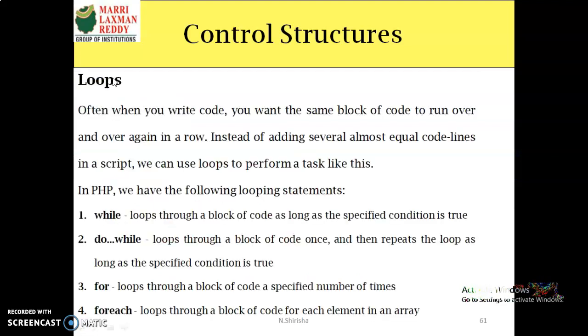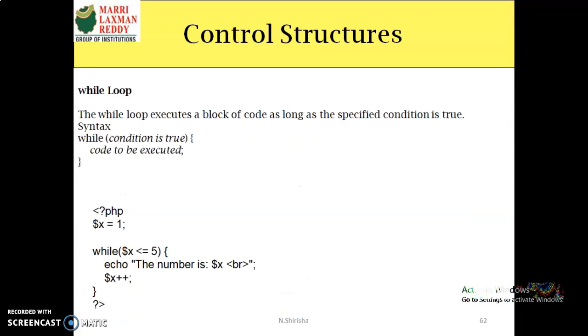Similarly, looping statements: while, do while, for, all are very similar to your basic syntaxes. So this is while. So $x equal to 1. So x is less than or equal to 5. Yes, 1 is less than or equal to 5, so it will just print the statement. Here we are using the increment operator, post increment. So you can execute this program.